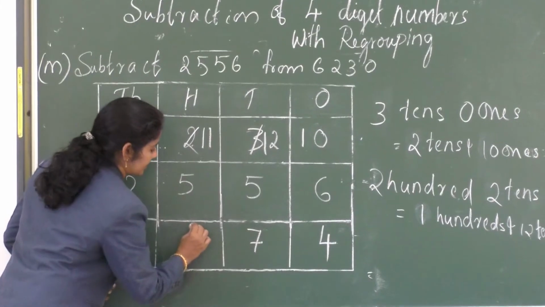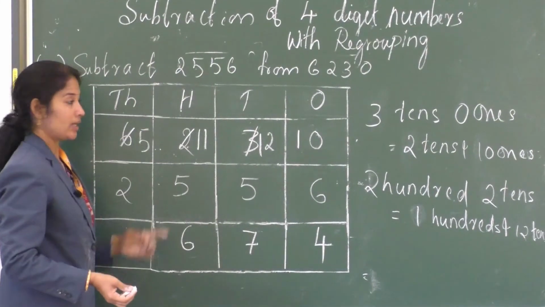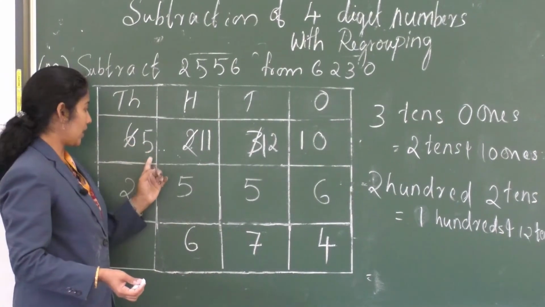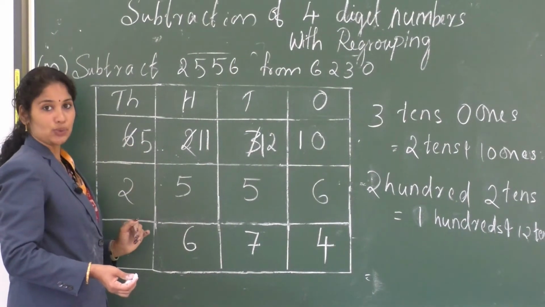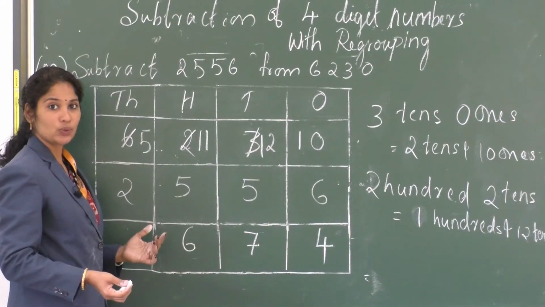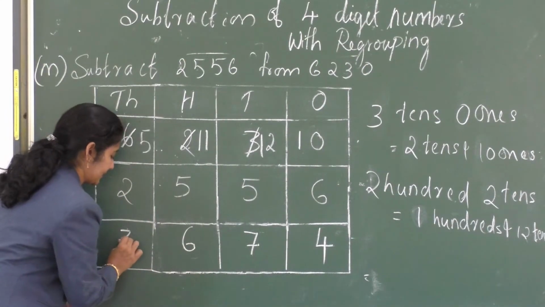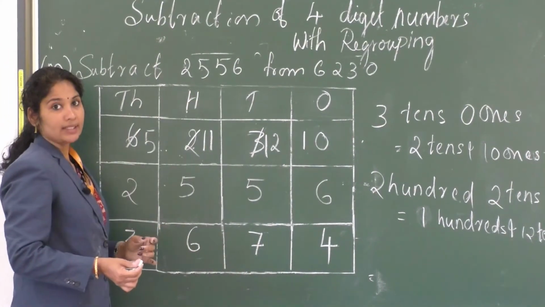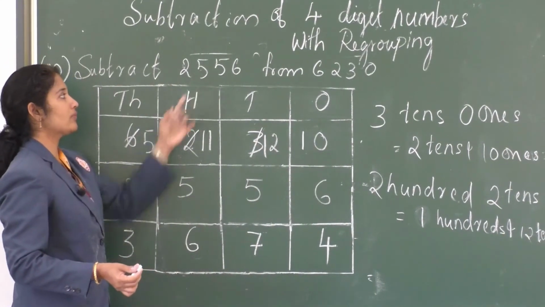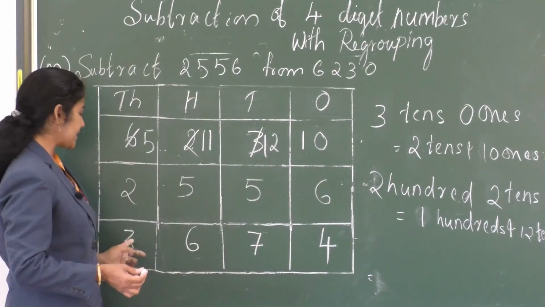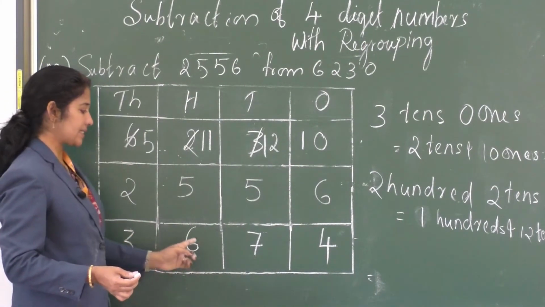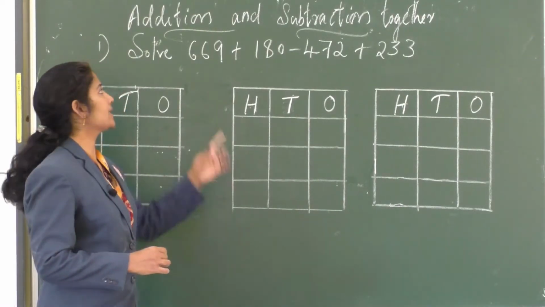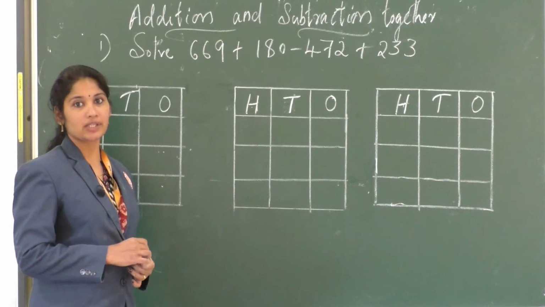Yes, 6. Now which place is remaining? Yes, thousands place. We have 5 and 2. What is 5 minus 2? Yes, 3. Thus, 6230 minus 2556 is equal to 3674.